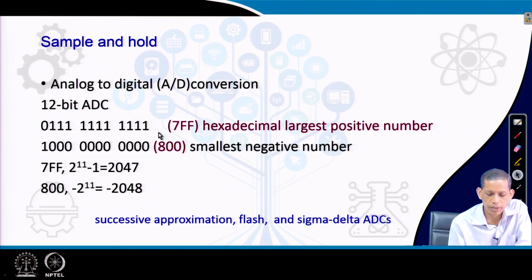So, it means in the hexadecimal system, the largest positive number can be 2047, and the smallest negative number minus 2048. The corresponding maximum input voltage compatible to that, let us say plus minus 5 volt or plus minus 10 volt. In case of 10 volt, plus 10 volt corresponds to 2047, and minus 10 volt corresponds to minus 2048. In that range, the corresponding signal samples are to be manipulated for effective and efficient use of the processor.